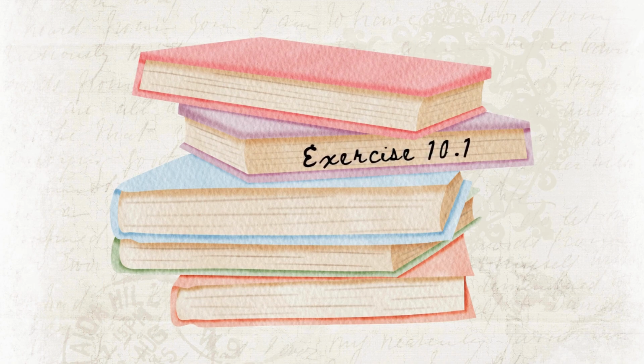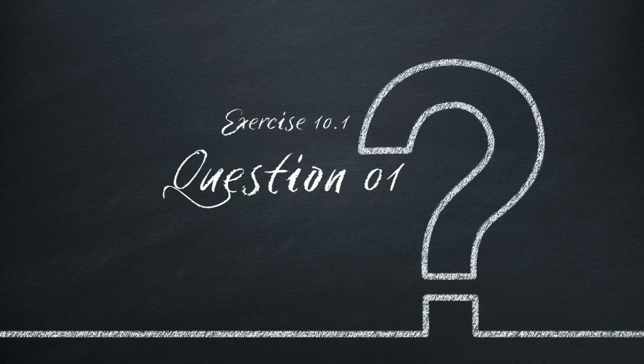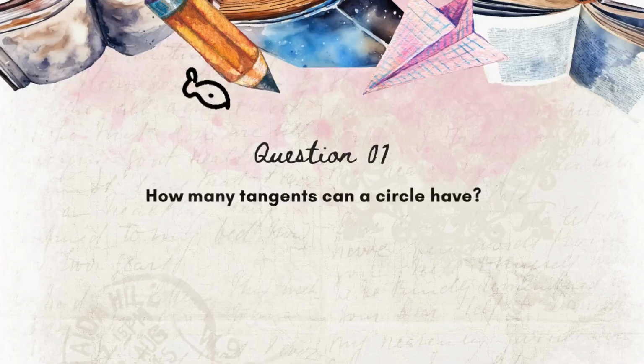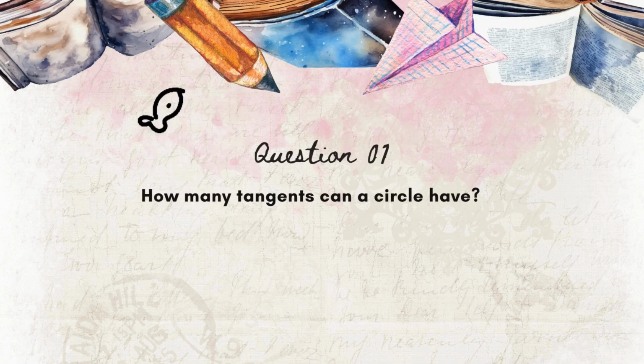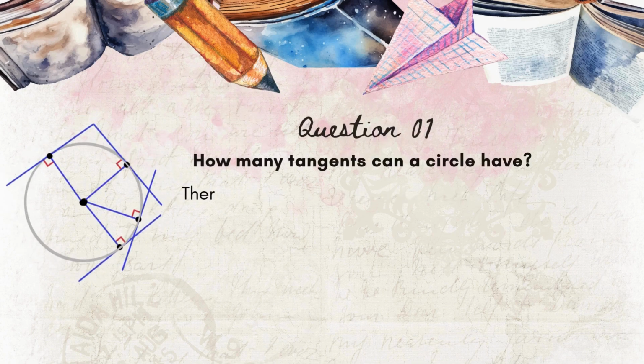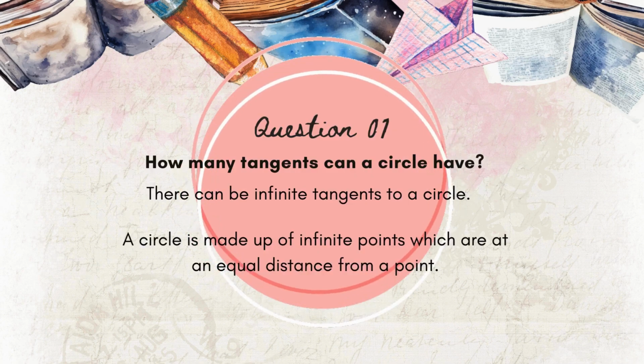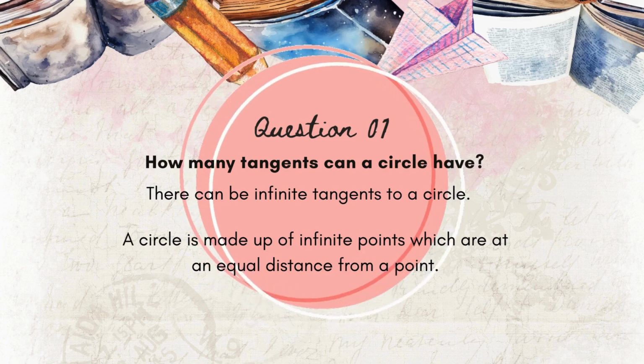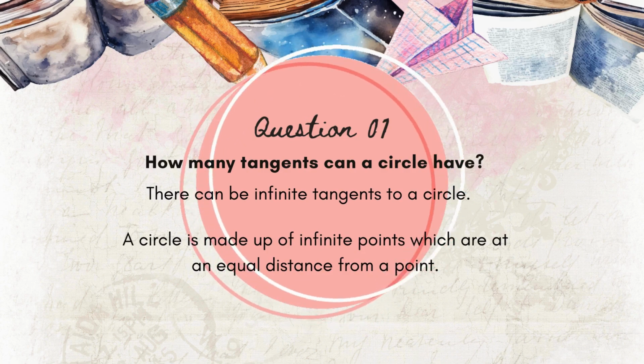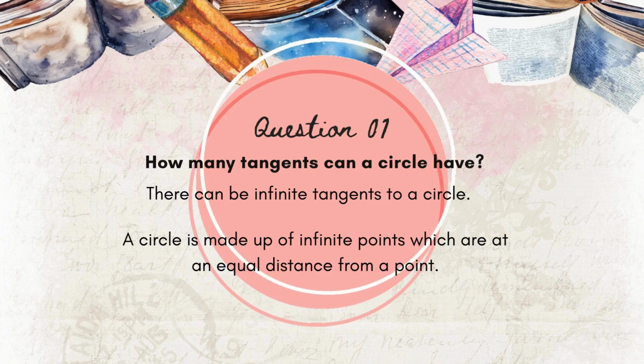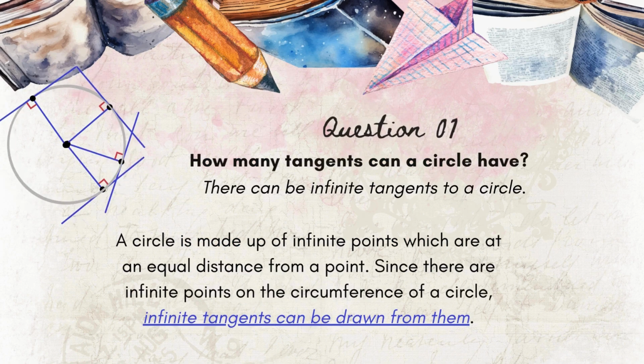Let's see exercise 10.1 now. Hope you are good to start the exercise now. Exercise 10.1, question 1. How many tangents can a circle have? The answer is there can be infinite tangents to a circle. A circle is made up of infinite points which are at an equal distance from a point. Since there are infinite points on the circumference of a circle, infinite tangents can be drawn from them.